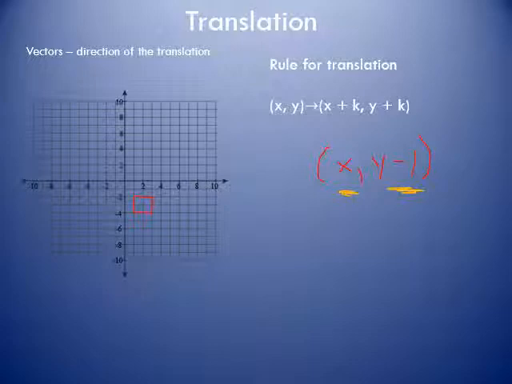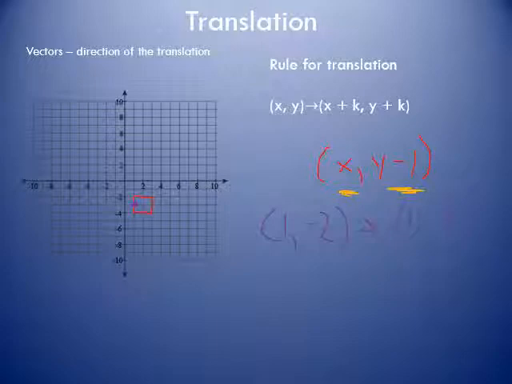So I'm going to switch to purple. Hopefully that'll help you see where the new points are. My initial first vertex is at 1, negative 2. So my rule says keep the x the same, 1, subtract 1 from the y. Negative 2 minus 1 is negative 3. So this top left vertex is at 1, negative 3.